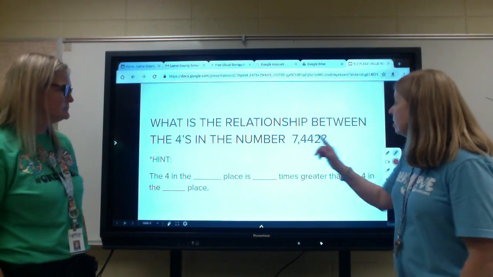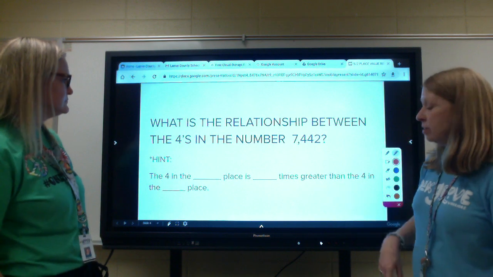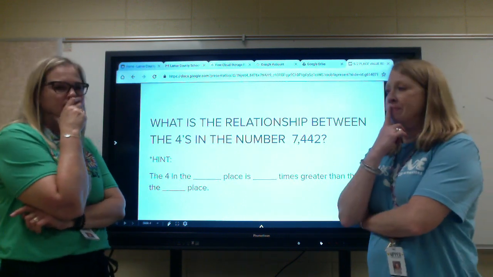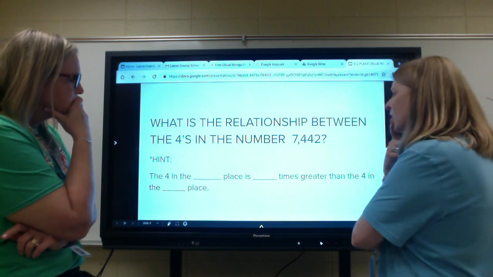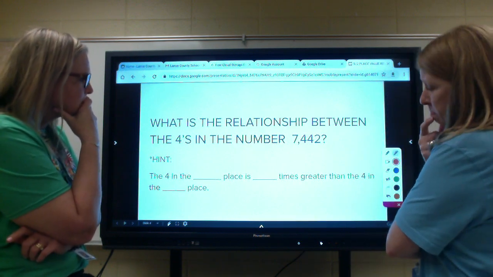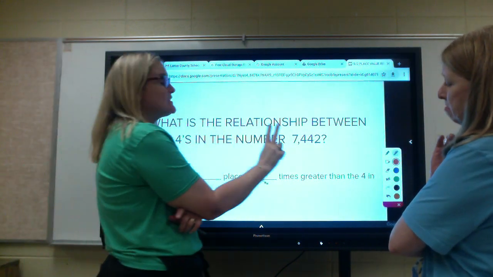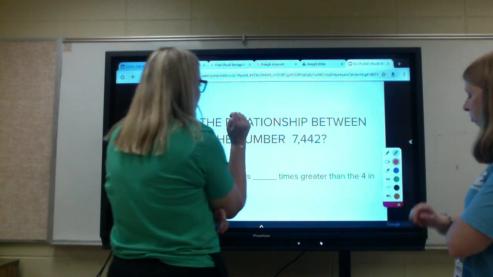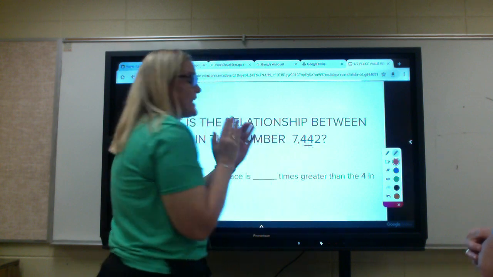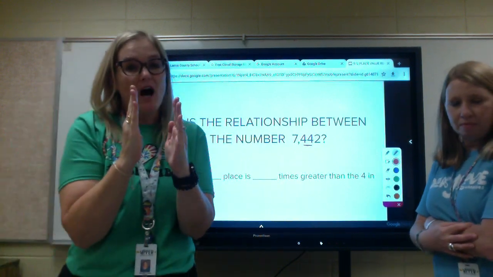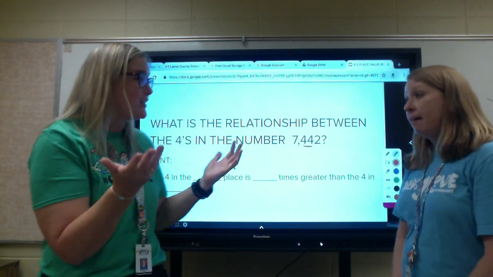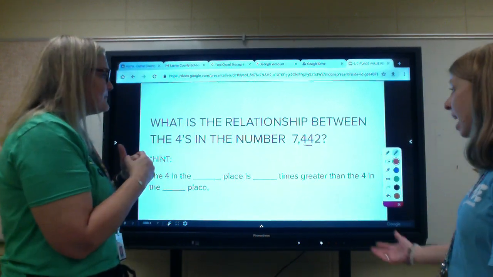So what is the relationship between the fours in the number 7,442? Miss Case, do you see anything? Well, I noticed that they're beside each other, right? I'm thinking that because they're right beside each other, one column is 10 less and one is 10 times more. Is that close? That is close. You're exactly right.